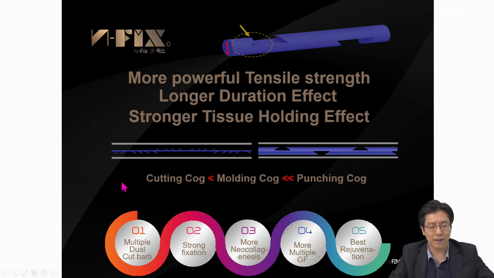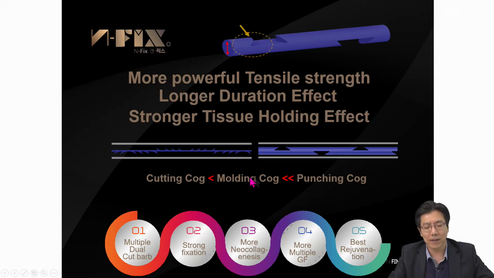Then you should understand the history of the cog thread. Very early, a long time ago, we cut the thread to develop the cogs. So we call it cutting cog. After that, molding cog was developed for facial rejuvenation. Molding cog is very simple: you put the thread into a mold to make the cogs. So I call it the second generation cog.